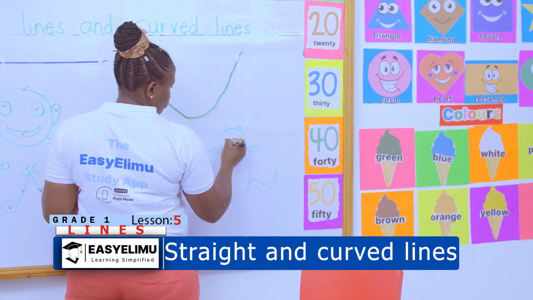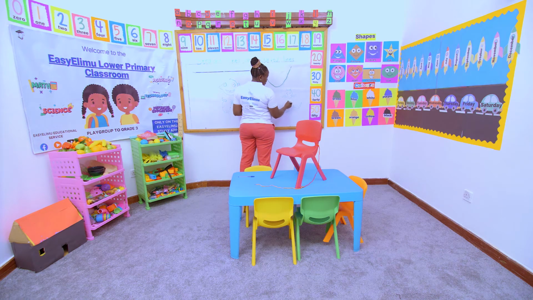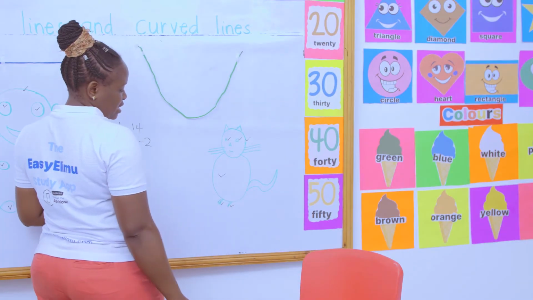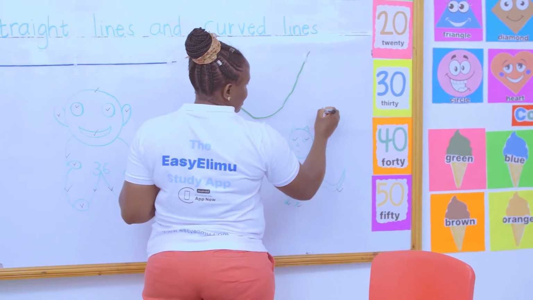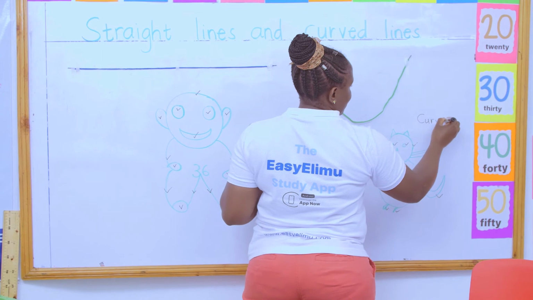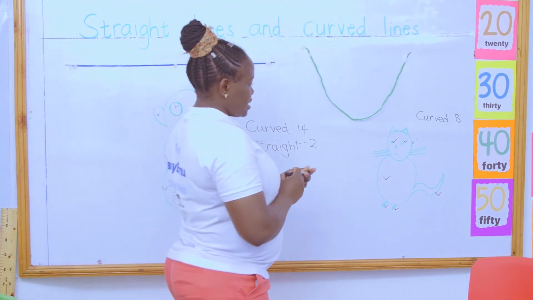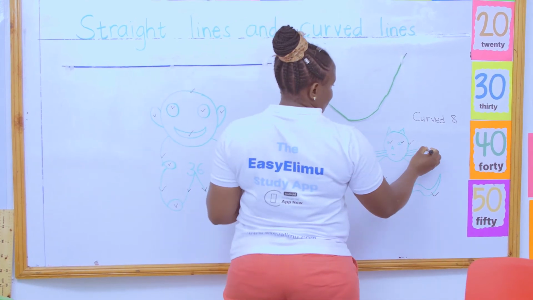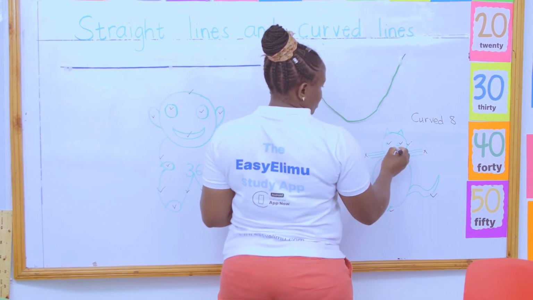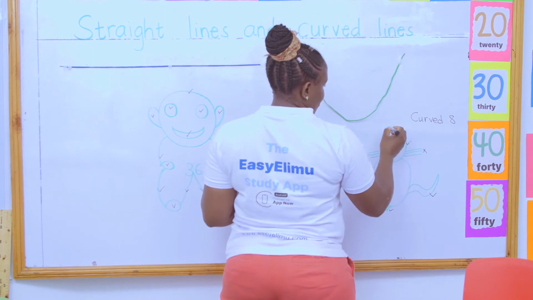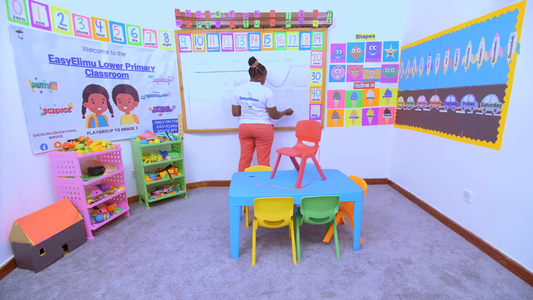Now, let's start. How many curved lines do we have? 1, 2, 3. Then we have 4. The bigger part, we have counted already here. So we have 5. Then the paws form the 6, and 7. What about the tail? 8. So curved here are 8. Now, let's come to the straight lines. How many straights do we have? We have here 1, 2, 3, 4, 5. So the straight lines are 5.